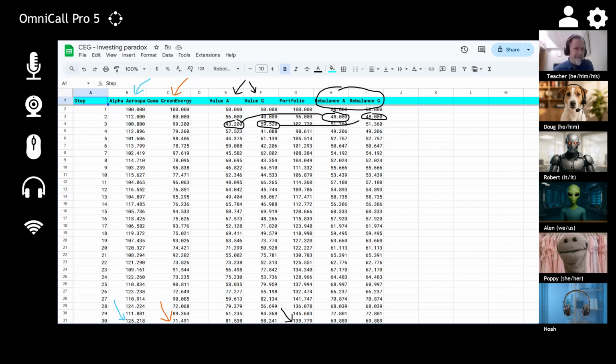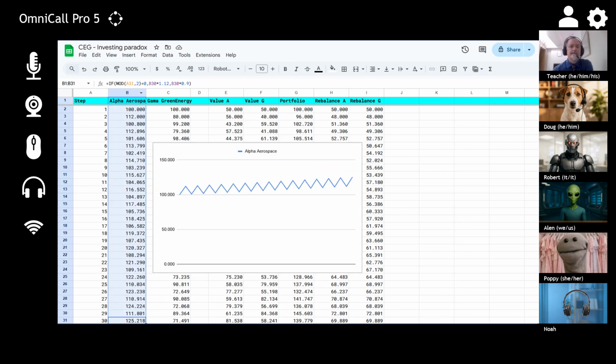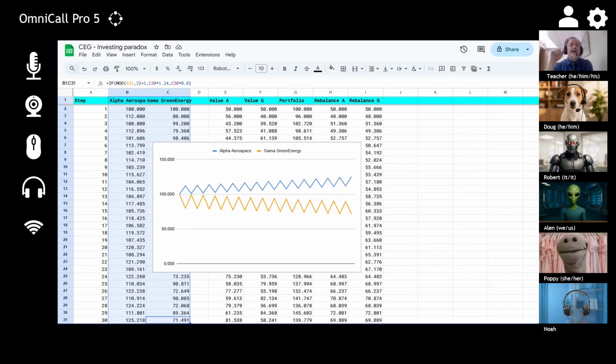Maybe it'll make more sense with the picture. Let's come to here. Okay. Here's Alpha Aerospace. And you see it is going up and down and up and down and up and down and up and down. But the long-term trend is upward. Gamma Green Energy, I will add in here, is going opposite. Down then up, down then up, down then up. And it's much more wild. The ups and downs are taller than Alpha Aerospace. That's the key part on why volatility harvesting works.